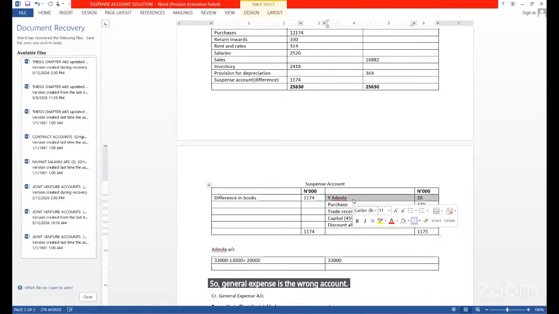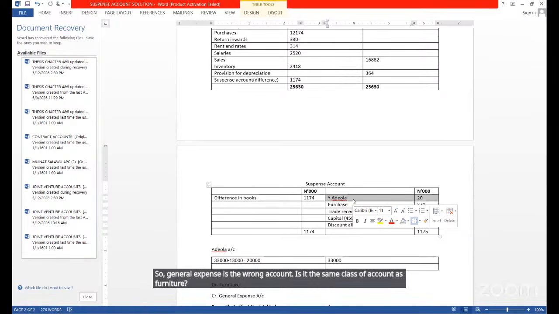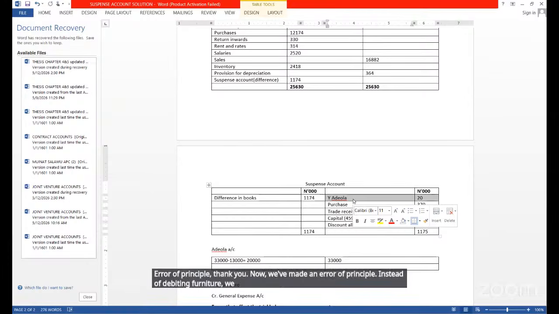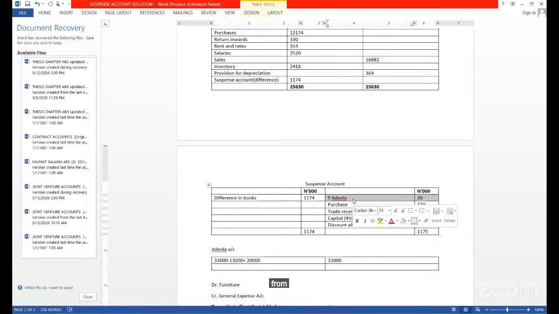Is it the same class of account as furniture? No. So which type of error is that? Error of principle. Thank you. Now we've made an error of principle. Instead of debiting furniture, the person who recorded the transaction initially went ahead to debit general expense. So it means we have to take out the amount from general expense account, right? And put it correctly in furniture account.